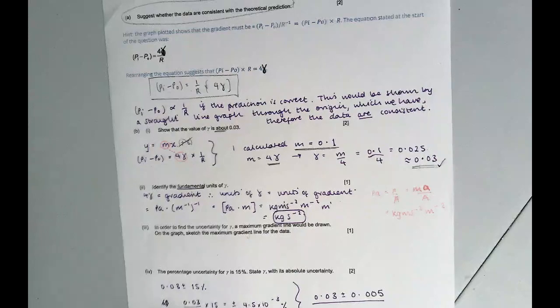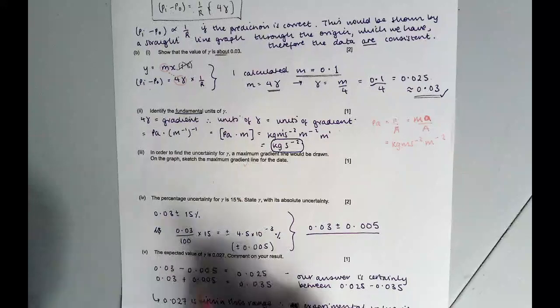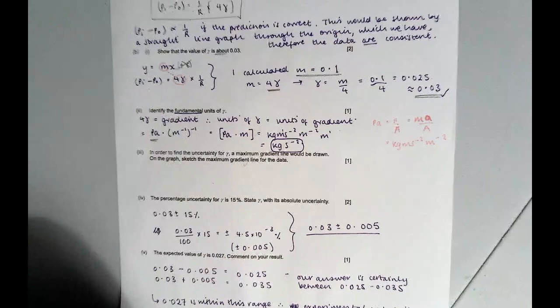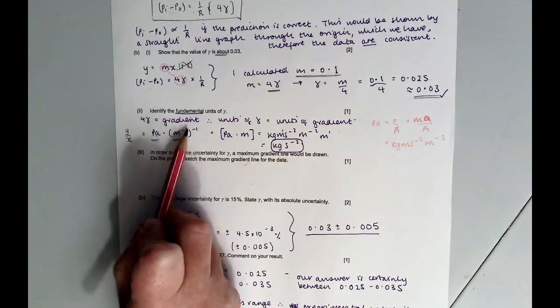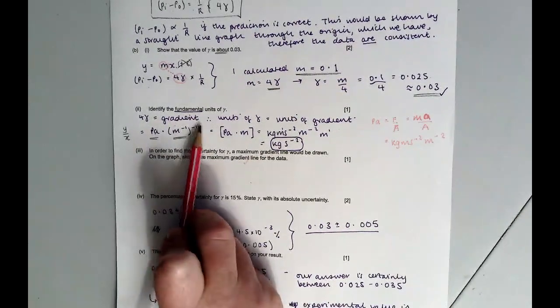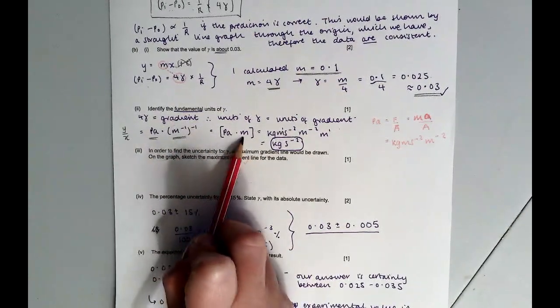It then asks you to identify the fundamental units of gamma. So we know that 4 gamma was the gradient. Therefore, the units of the gradient must also be the units of gamma. I know that it was a pressure on my y, and it was per meter on my x. But remember, my gradient is y over x. So here's my y, here's my x. I have to put all of that to the minus 1 so that it's divided by x. Minus 1 times minus 1 makes 1, so this just becomes a meter. So I get a Pascal meter.